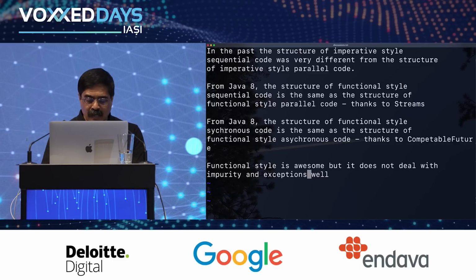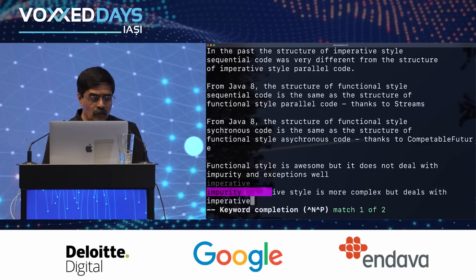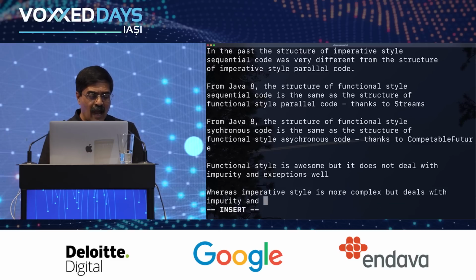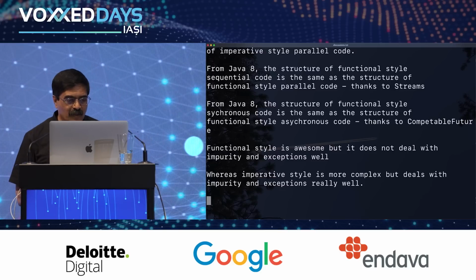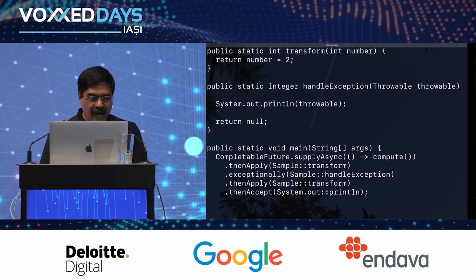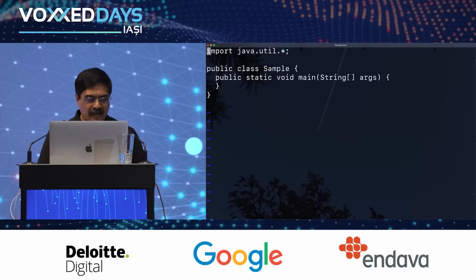Whereas imperative style, you could say, is more complex, but deals with impurity, of course, as the first thing, and exceptions really well. So we really need an answer for the imperative style of programming. So what's the answer? To understand this, let's take a look at an example just to get a feeling for this.